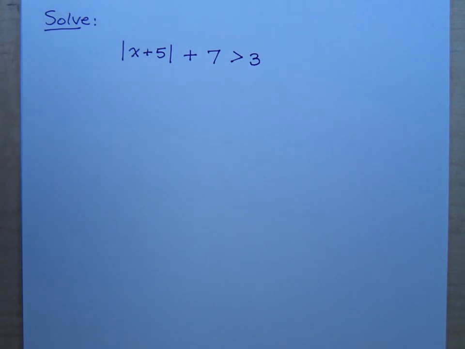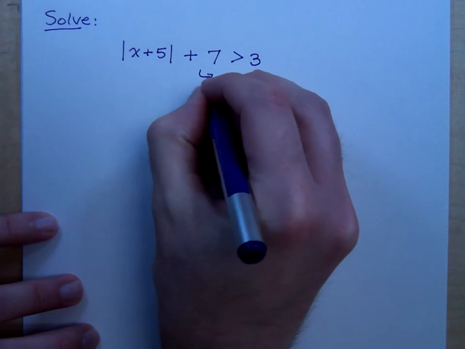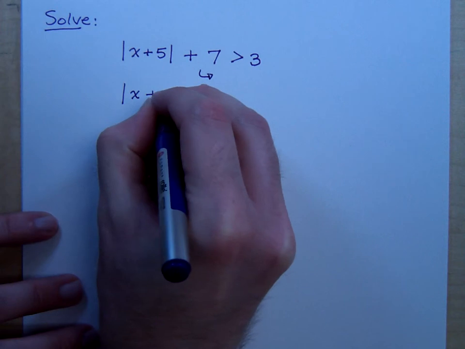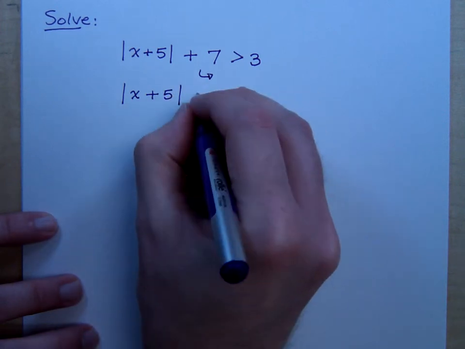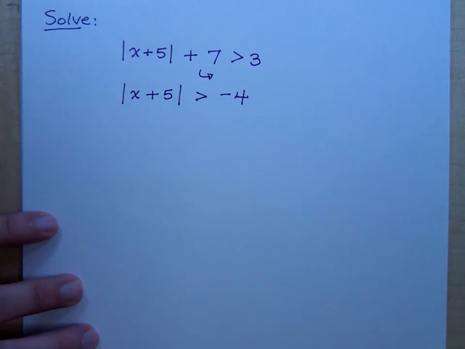All right, let's take a look at this bad boy. What are you going to do first here? Get the absolute value by itself by doing what? Subtract the 7, so we have the absolute value of x plus 5 is what? Greater than negative 4.